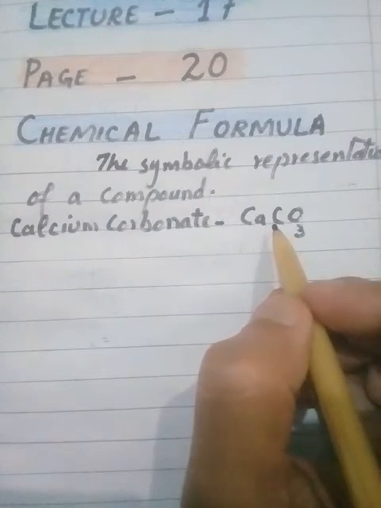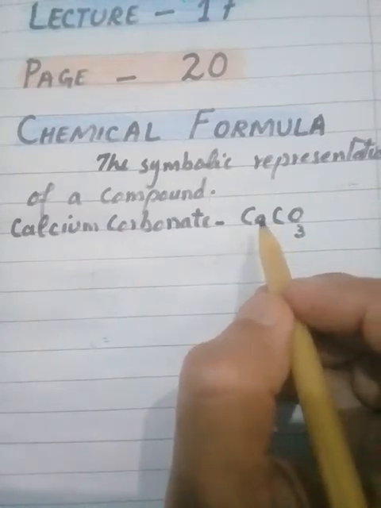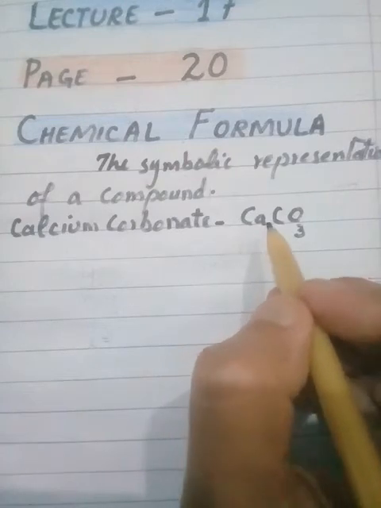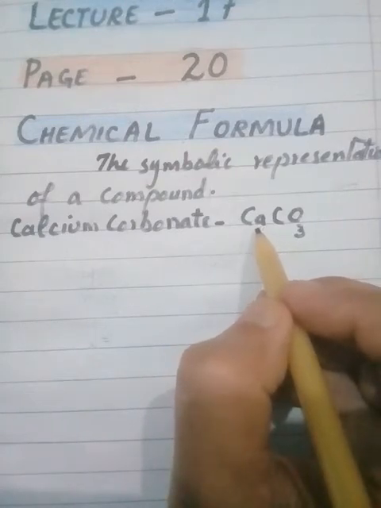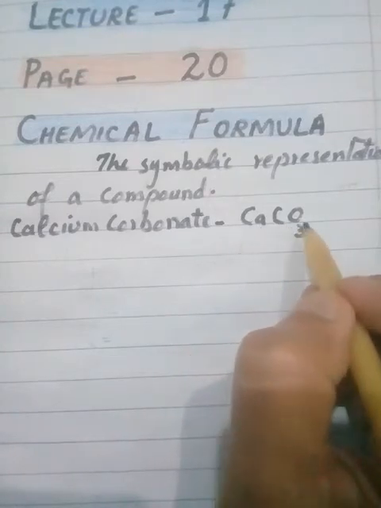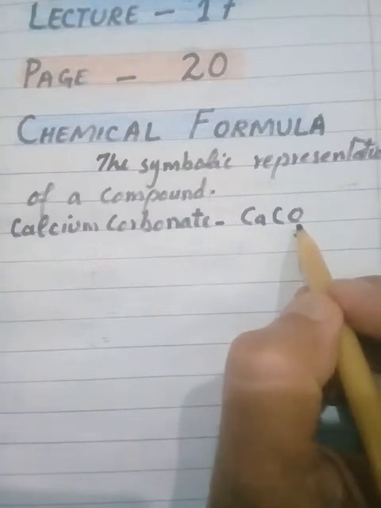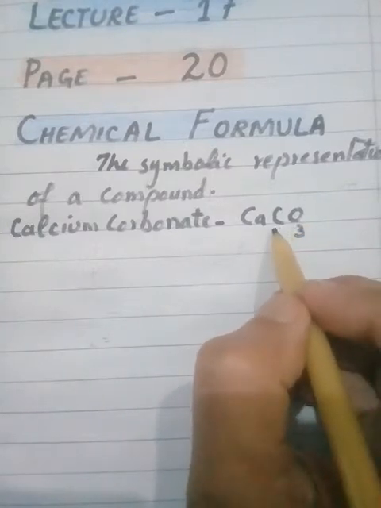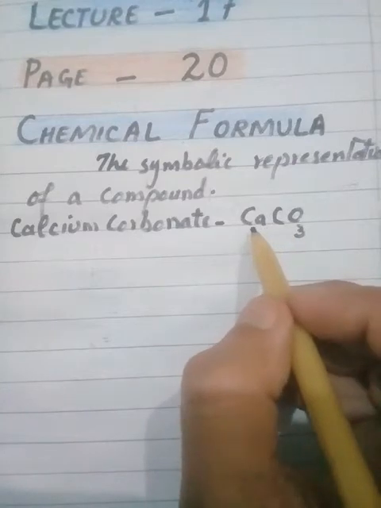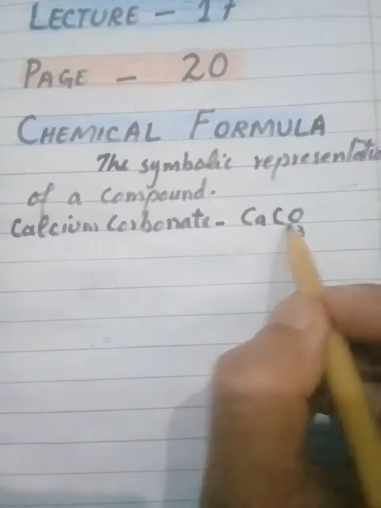What does the chemical formula show? The chemical formula tells us the types of atoms. How many types of atoms are present in calcium carbonate? Ca calcium, C carbon, O oxygen. 3 types of atoms are present in calcium carbonate. How many atoms are present in calcium carbonate?